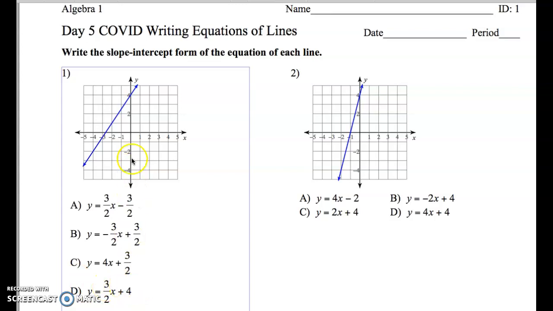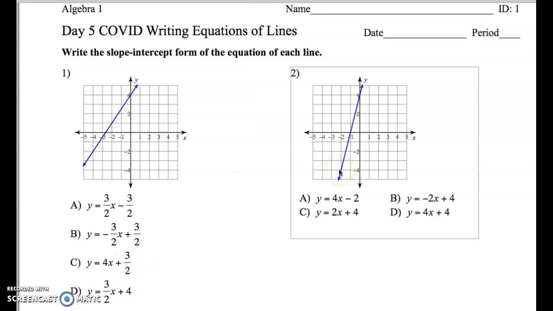But just to verify, look at another point besides this one, and I'm looking for grid lines as we go through. Oh, here's another one. So from this point and this point, if you were to go up 1, 2, 3 units and go over 2 units, you would have a positive 3 over 2 slope, and it goes through 4 on your y-intercept. So that's why D is your solution.